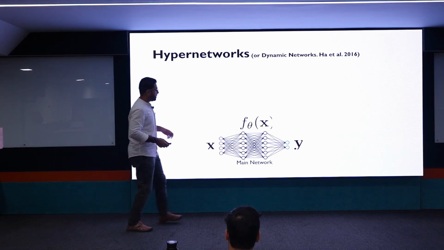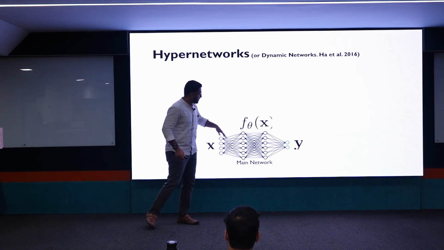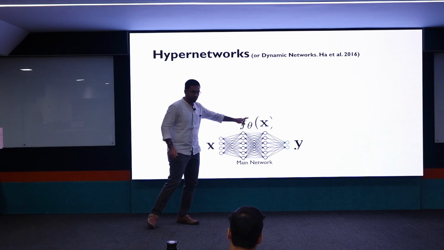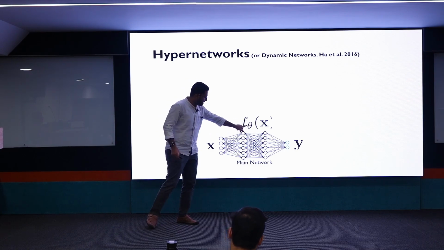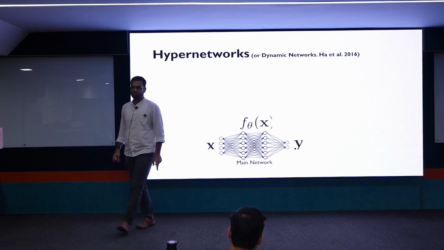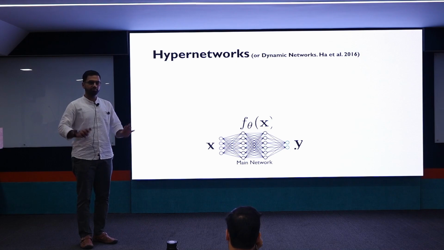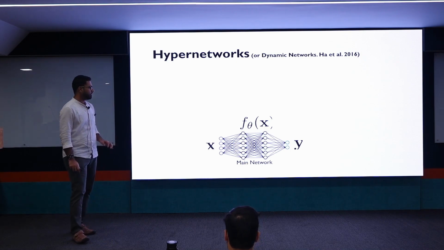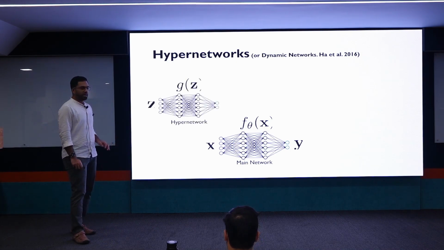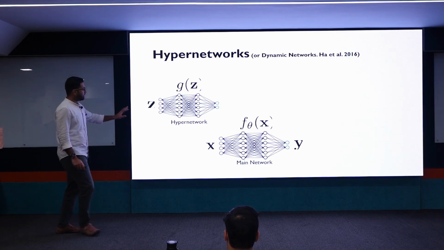So let's represent those weights by theta. This whole neural network is represented by f of x, so it's a function, and theta represents the weights of the neural network here, okay? So this is what we know already from machine learning. Now, what a hypernetwork does is, a hypernetwork is another network.